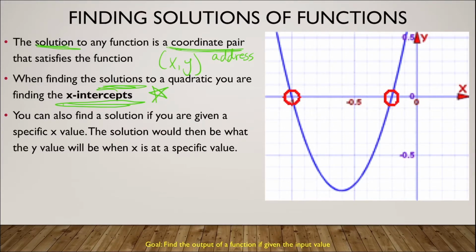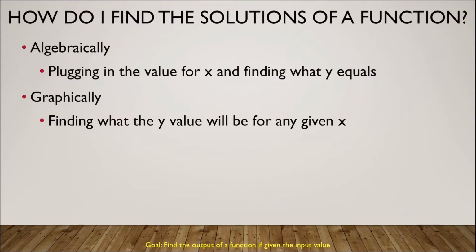Now I got some intel that question possibly could be on a quiz or a test, so make sure you have that one for our class. We can also find a solution if we're given a specific x value. So that's that function notation happening. The solution would then be what the y value will be when x is at a specific value. So that's where we get that function notation. What's f at 3? We'd find that y value.